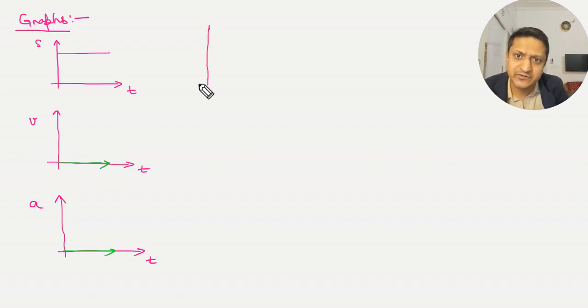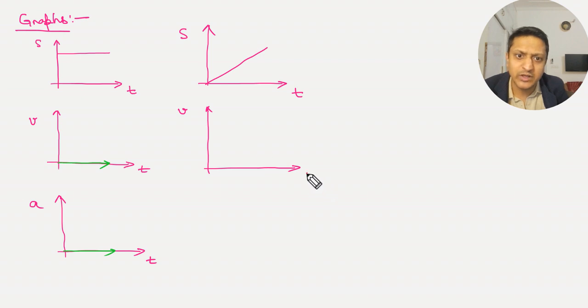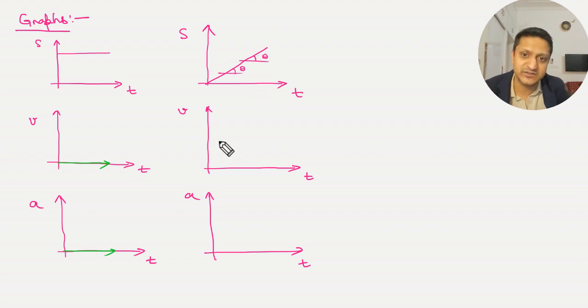The next graph is when it has a straight line. So the s-t graph is a straight line graph, and now we will make the v-t graph and a-t graph. When it is moving with a constant slope, the theta is the same, which means the velocity is constant. Velocity constant means the v-t graph is parallel to the x-axis, that is t.